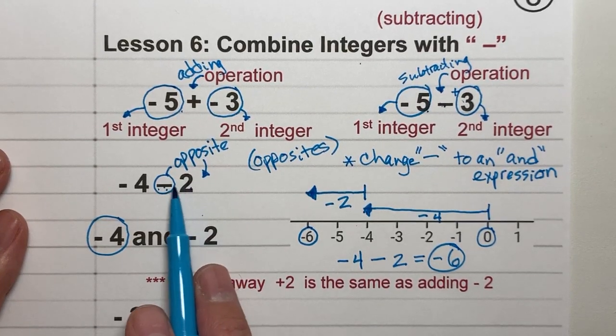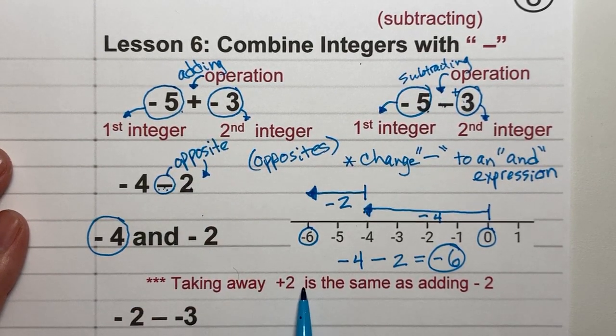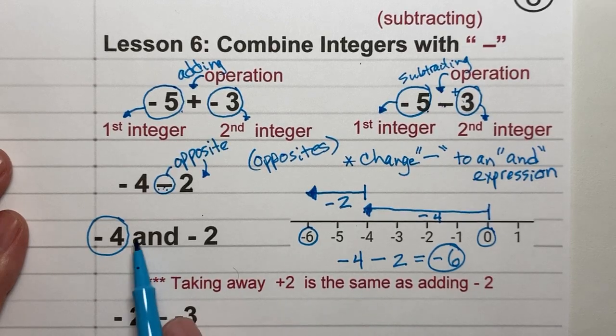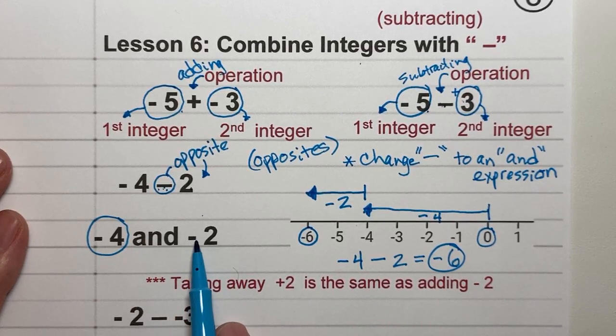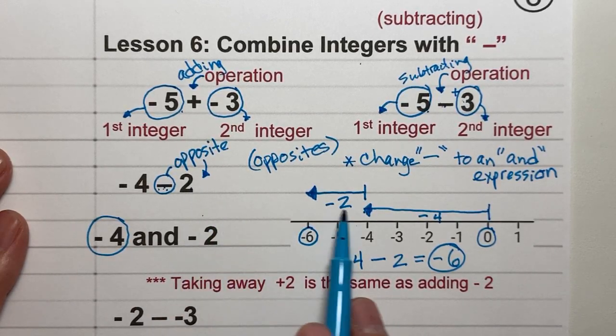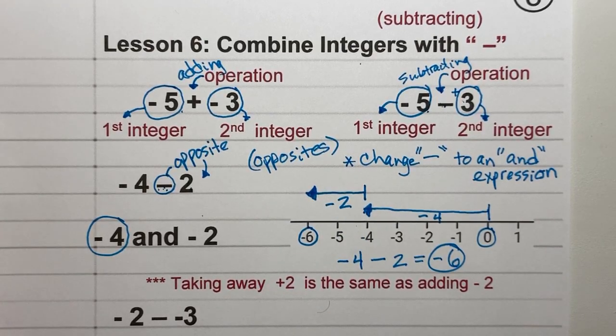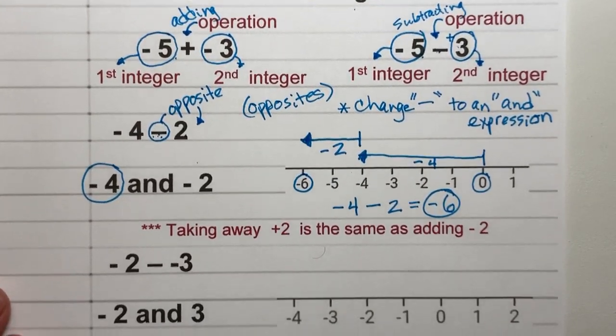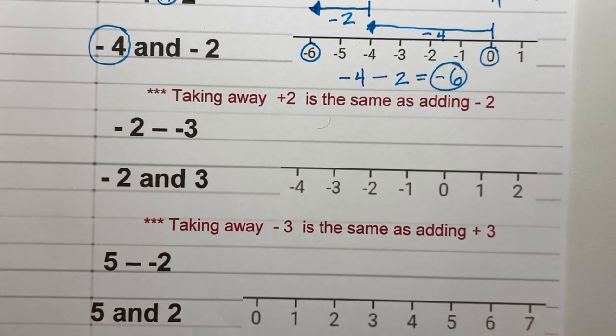So if we think about this, if we take away, if we subtract 2 positives, it's actually going to be the same as adding 2 negatives. Either way, you're getting more negative. Okay, so let's look at another example here.